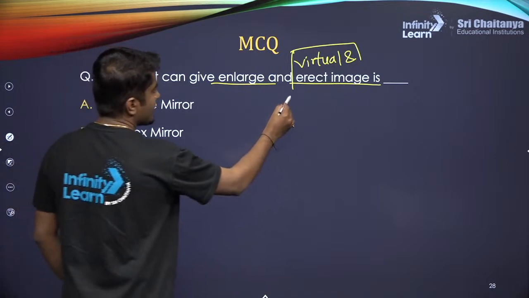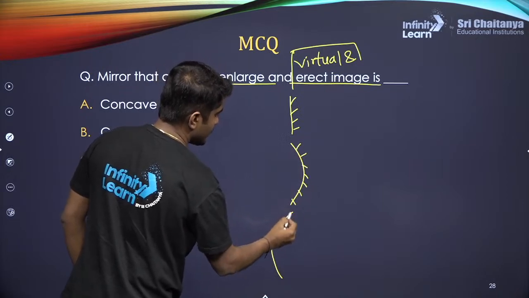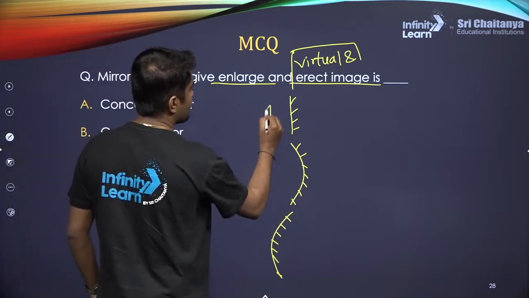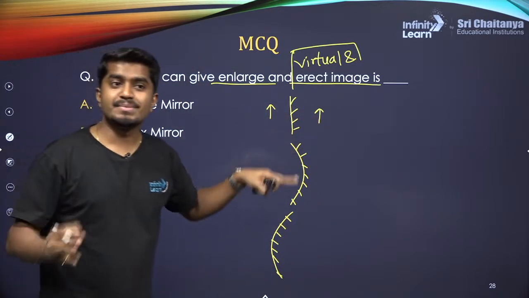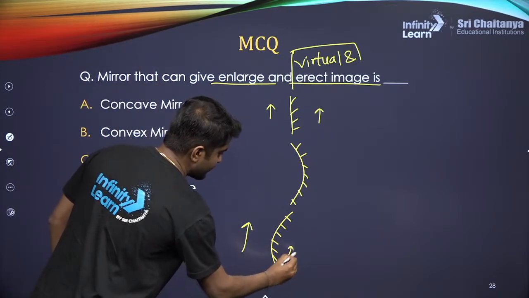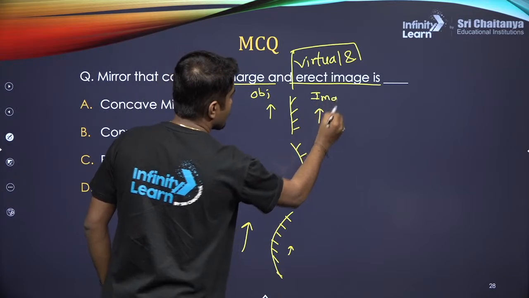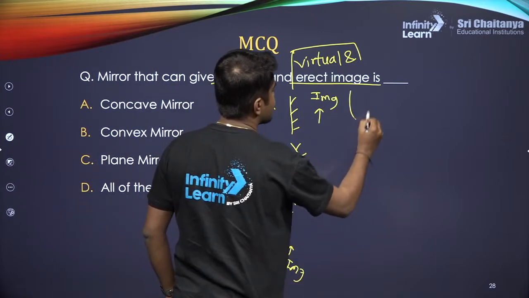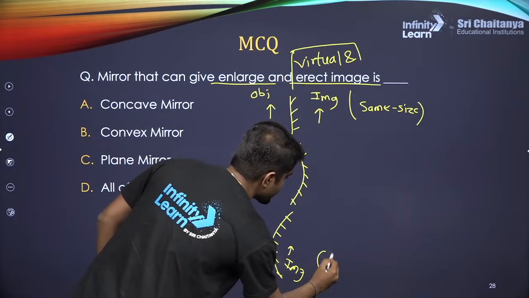So let's suppose we have three different mirrors: a plane mirror, a concave mirror, and a convex mirror. If you place an object in front of the plane mirror, it will give you a virtual image, but it will be the same size. If you place it in front of the convex mirror, this will be the image. There is an object, there is an image. Again there is an object, there is an image. The image is the same size in the plane mirror. This one is diminished.